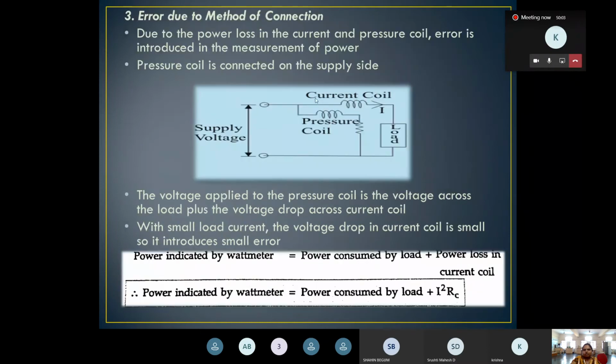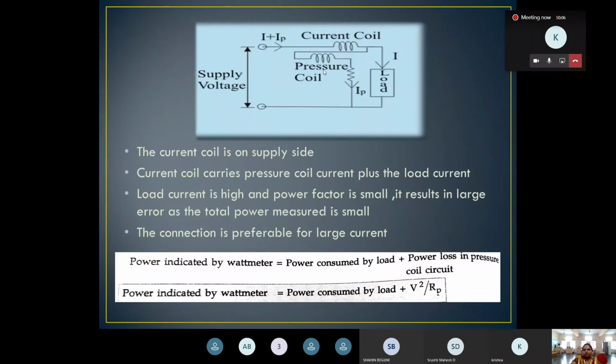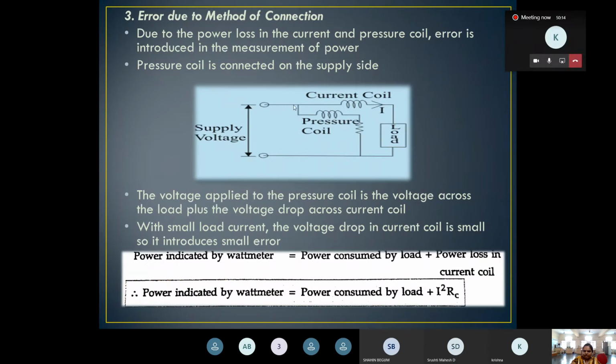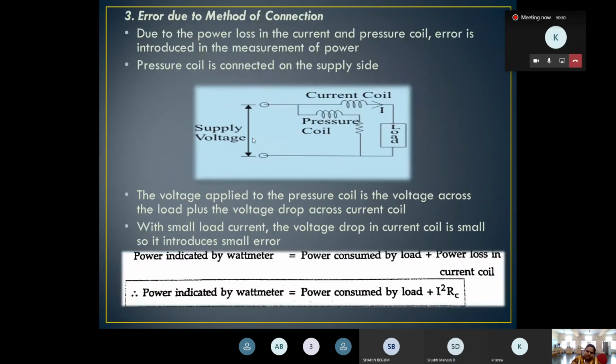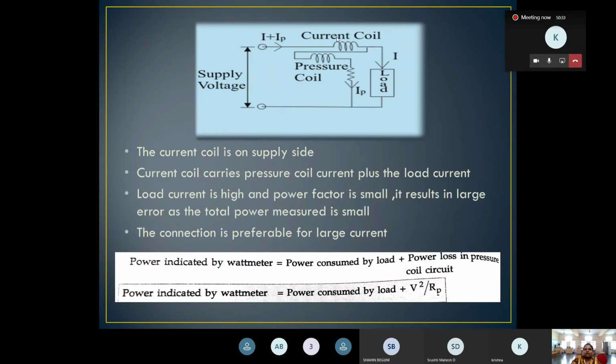Next, observe that for this construction the design is different. Instead of connecting the pressure coil towards the supply side, it is connected after the current coil. What we are saying here is that the current coil is on the supply side. The current is going to change from I to I plus Ip.